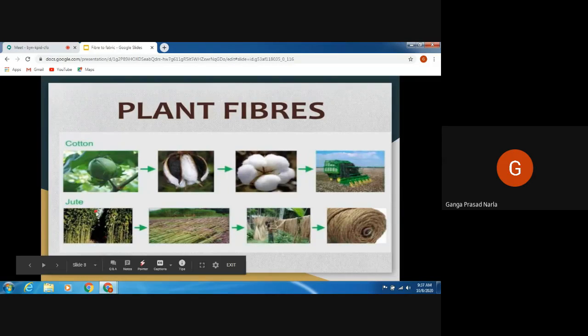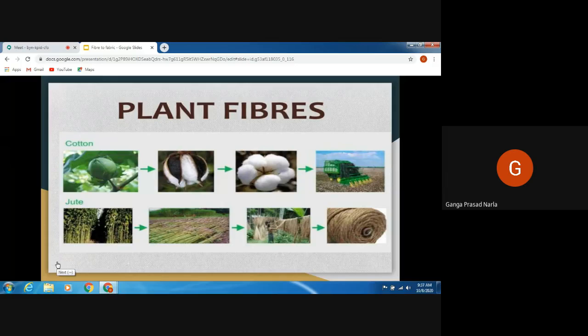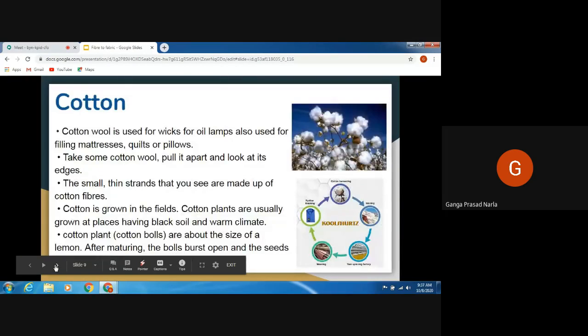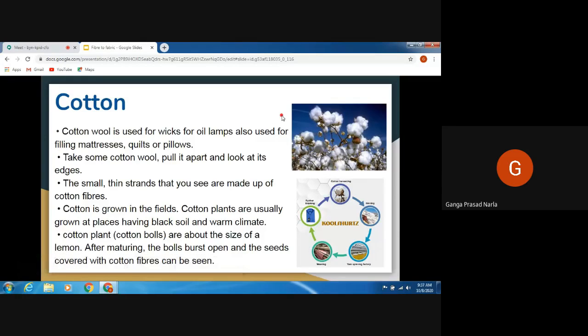Mostly the cotton plants grow in black soil with warm climate. See the cotton balls. The cotton balls are about the size of a lemon. After maturing, the balls burst open and the seeds covered with cotton fibers can be seen.